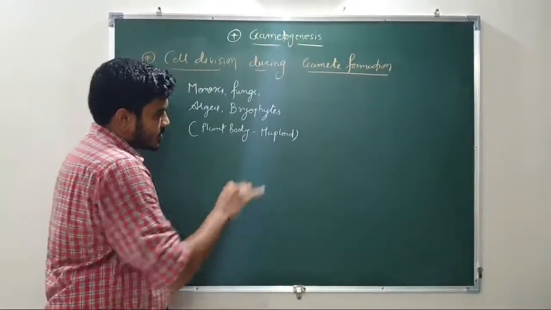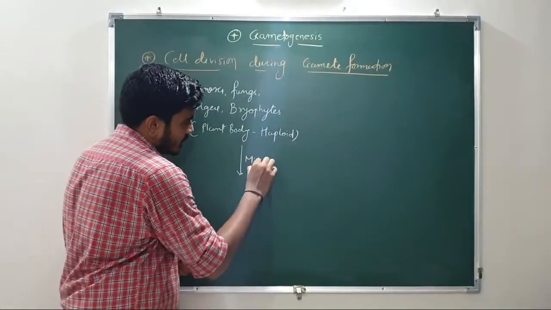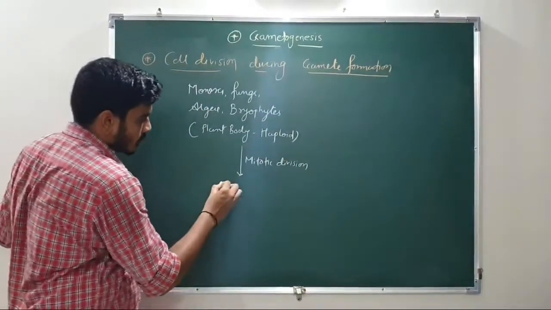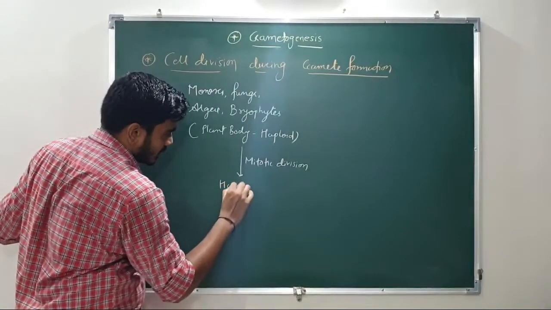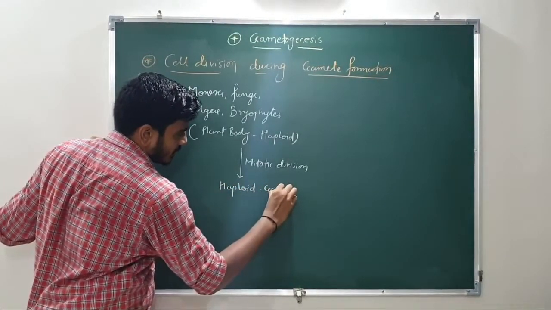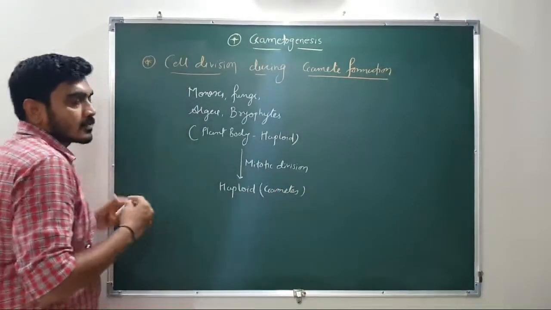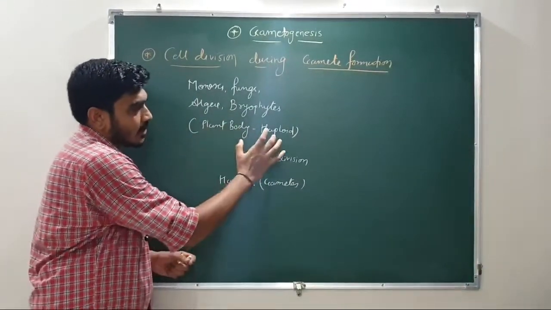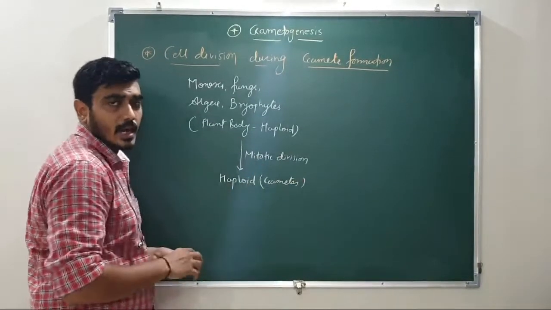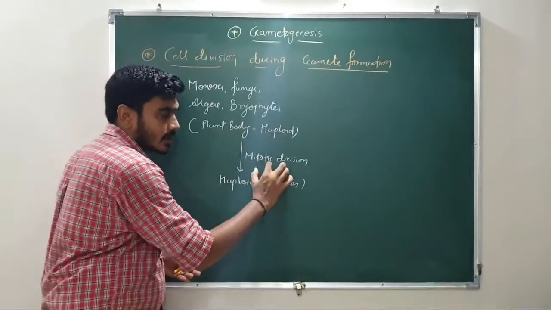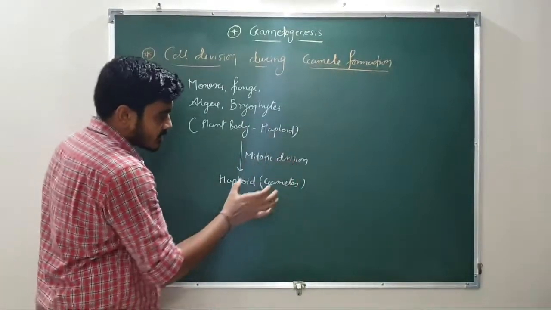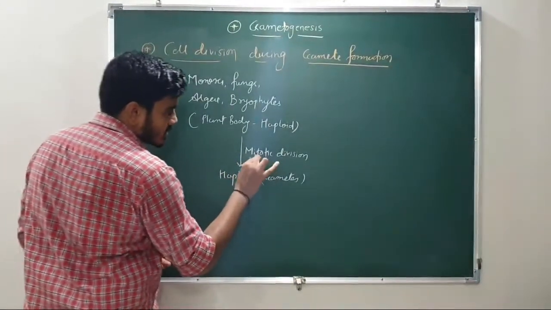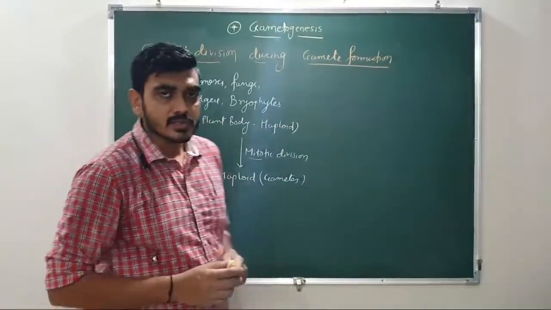So now these haploid cells mainly undergo which division? Mitotic division, that is the equational division, for the production of the haploid gametes. Understood? That means mainly Monera, fungus, algae, and bryophytes. Most of these organisms, or mainly the plant body, are haploid in nature, that means all the cells are haploid. Now these haploid cells undergo mitotic division, also known as equational division, for the formation of haploid gametes. Now one question arises: in these organisms, does meiotic division never take place?